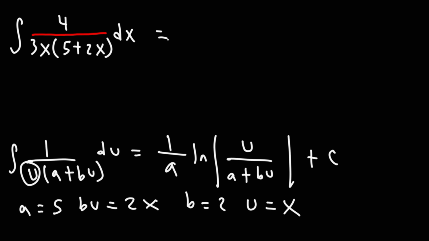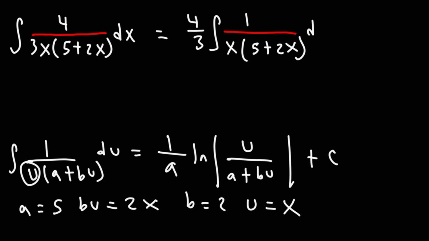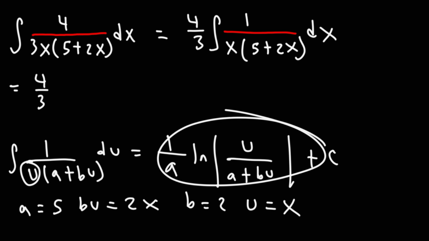So first, let's rewrite this equation. Let's move the 4 over 3 to the front. So we're going to have a 1 on top, an x on the bottom, and then 5 plus 2x dx. So now we have it in the form that we want to have it. So now let's plug and chug. So this is going to be 4/3 times the answer that we have here.